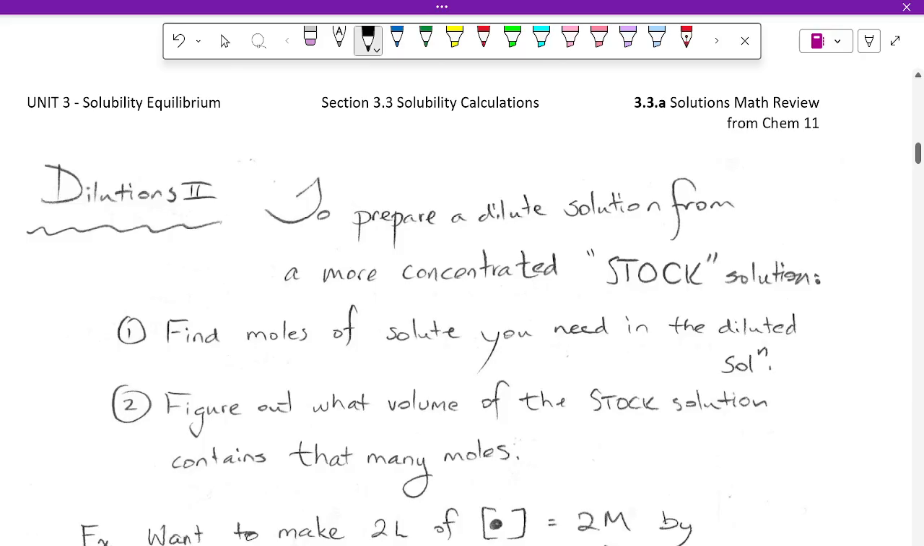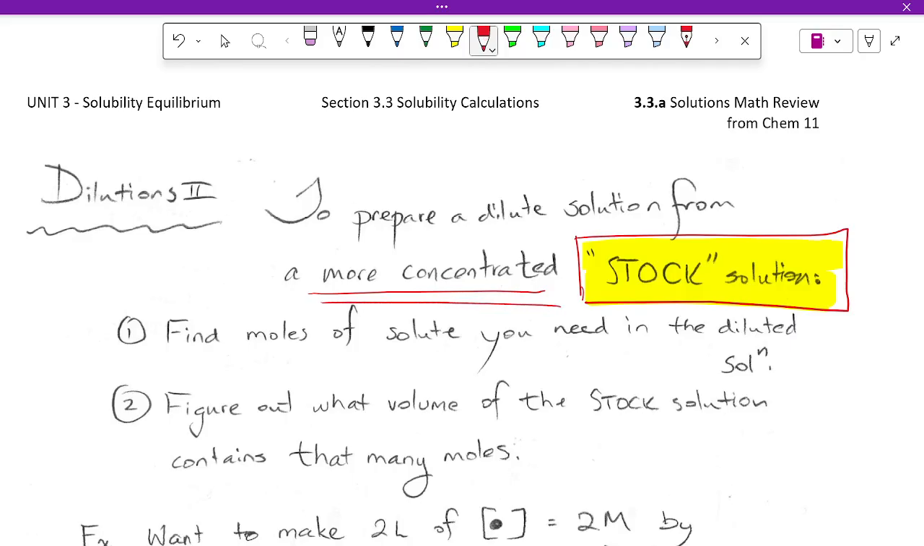There is another situation where we use dilutions, and this is actually used a lot in lab work. Often in the back room there, we will have something called a stock solution. A stock solution is more concentrated than we would usually want to use. So for example, we have 12 molar HCl. That's a very, very concentrated strong acid.